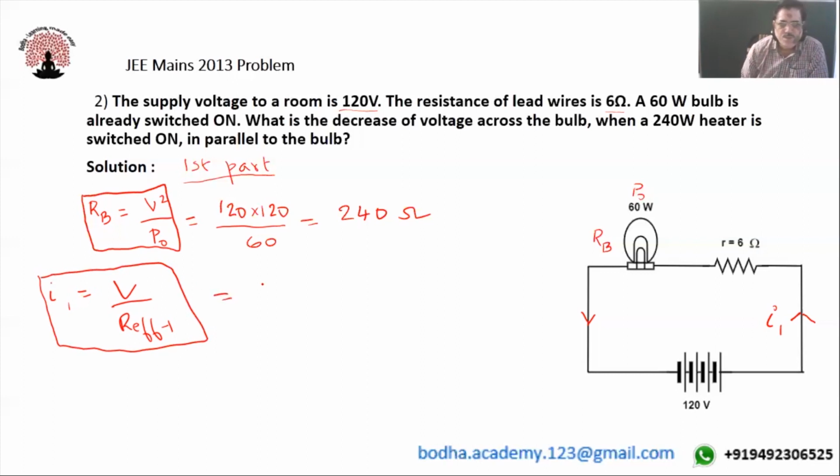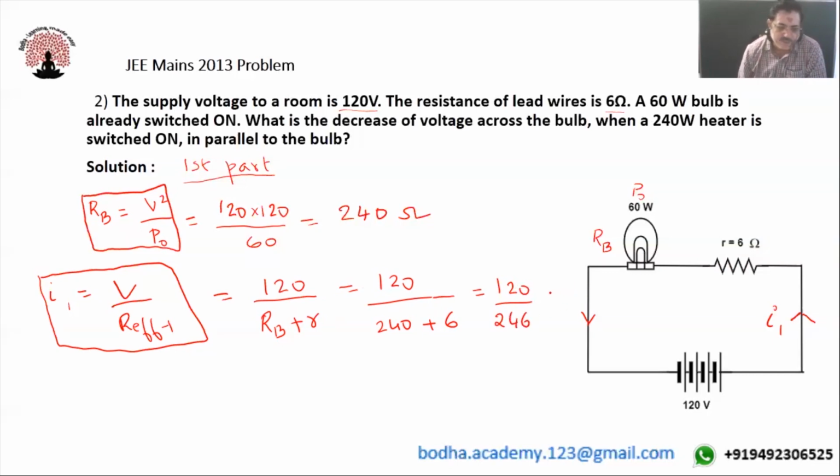So that's equal to V, which is 120 volt, divided by the effective resistance. Here two resistors are connected in series: one is the resistance of the bulb RB, the other is the resistance of the wires, small r. In series combination, the effective resistance is R1 plus R2, that is RB plus r. So that's 120 divided by RB, which is 240, plus small r, which is 6. So we'll get 120 by 246. We'll keep it as it is.